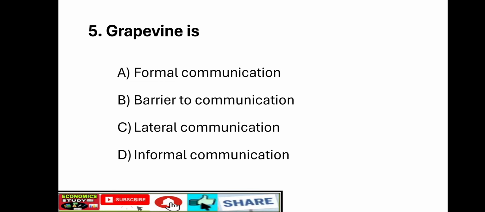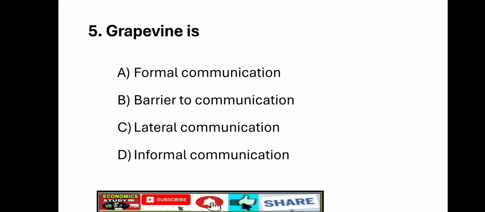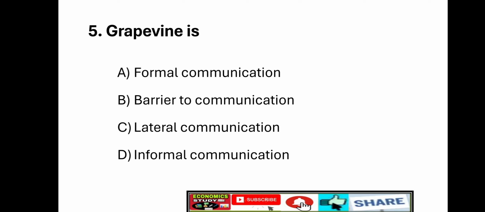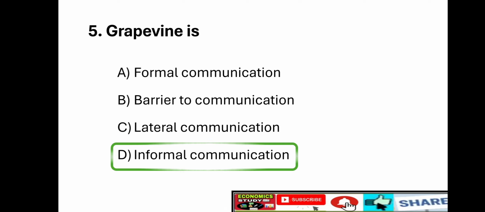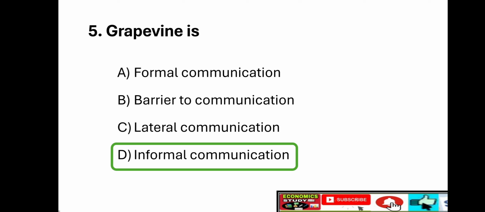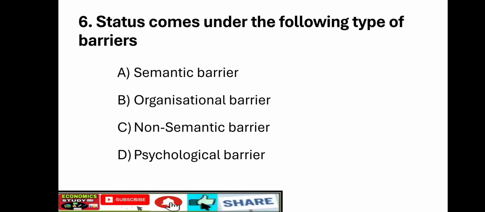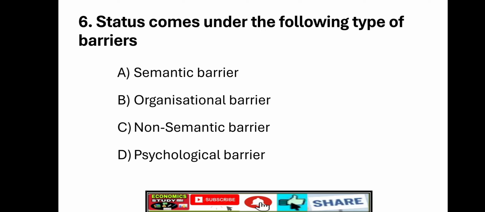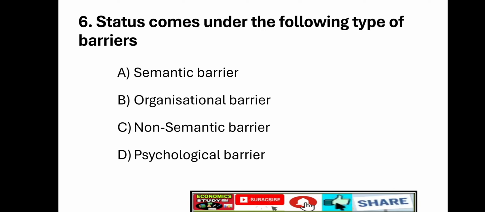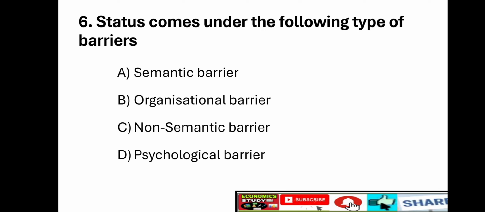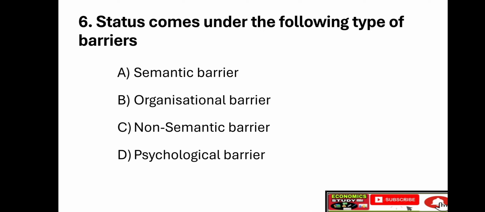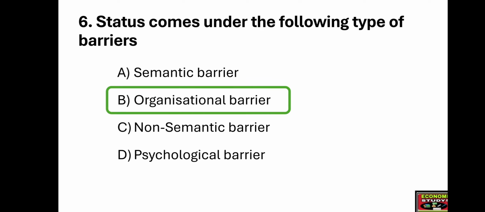Fifth question, grapevine is option A, formal communication. Option B, barrier to communication. Option C, lateral communication. Option D, informal communication. Right answer is option D, informal communication. Sixth question, status comes under the following type of barriers. Option A, semantic barriers. Option B, organizational barrier. Option C, non-semantic barriers. Option D, psychological barrier. Right answer is option B, organizational barrier.